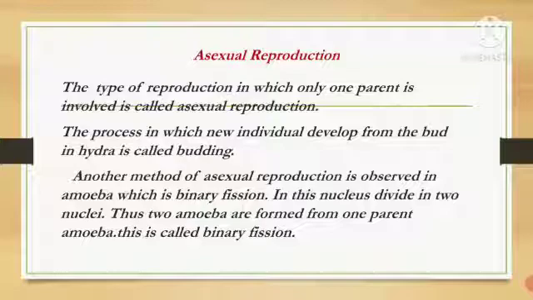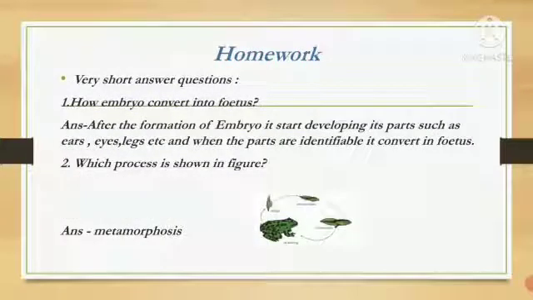That is known as binary fission. Next we have homework based on the topics that we have recently discussed. First is very short answer question. First is how embryo converts into fetus. After the formation of embryo, it starts developing its parts such as ears, eyes, legs, etc. And when the parts are identifiable, it converts into fetus.